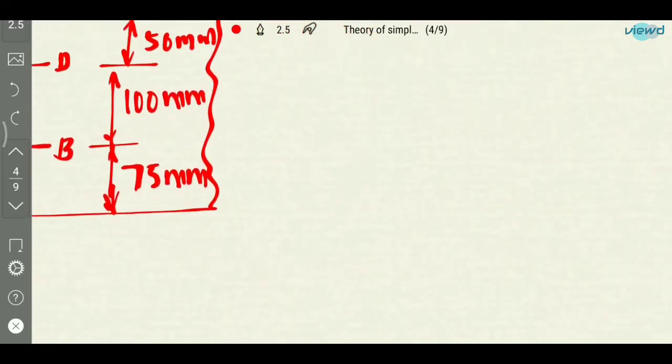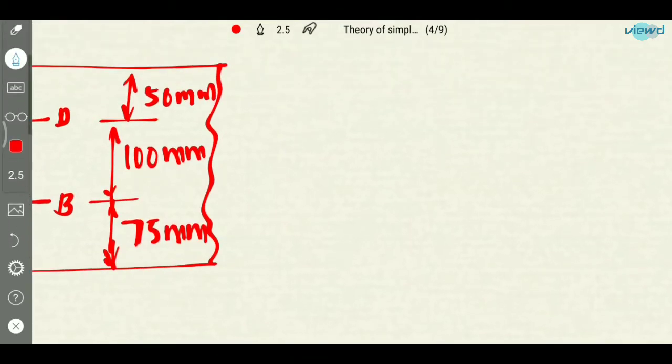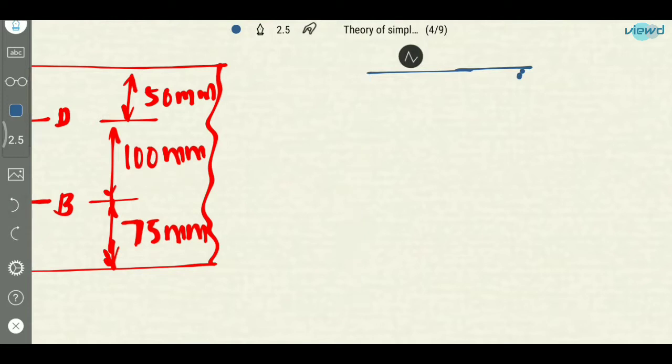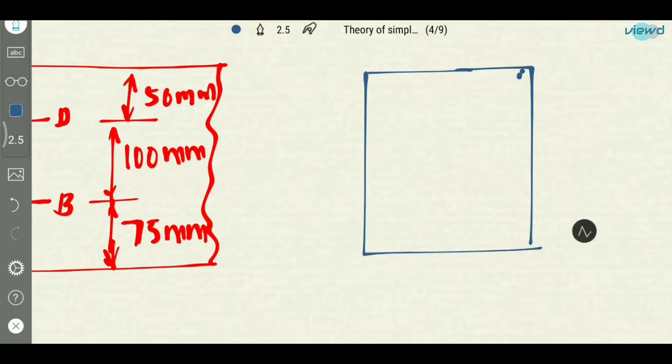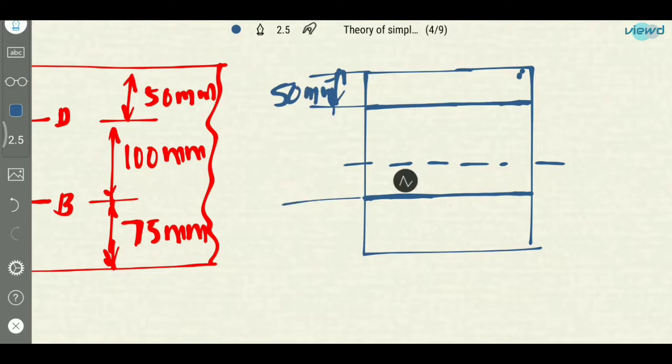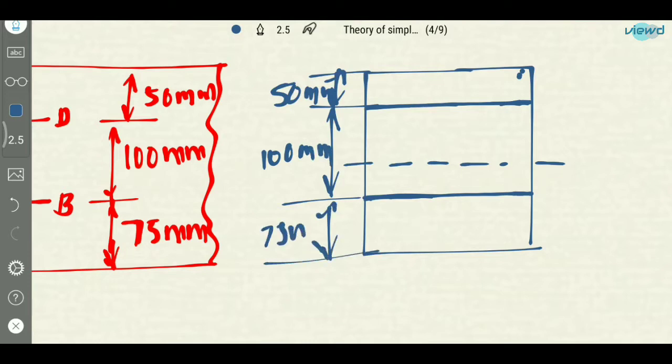So if we draw cross section of this body, and there is neutral axis somewhere here, and there is 50 mm layer CD. The CD layer intersects the cross section here, and there is AB layer which intersects the cross section here. So this is 50 mm, and it is given that this is 100 mm. It is given here that it is 75 mm.